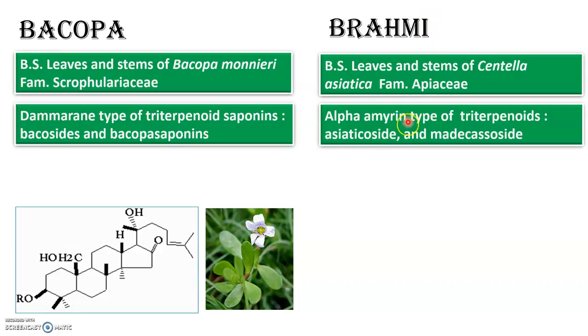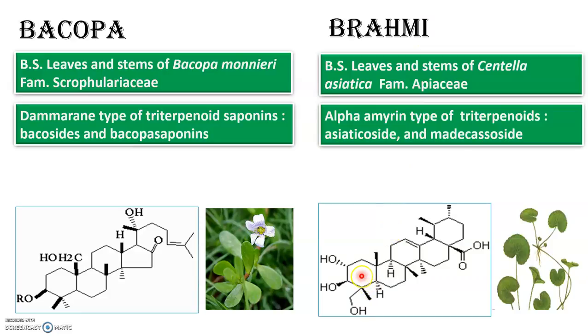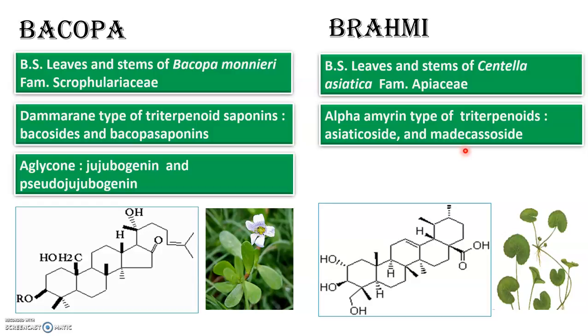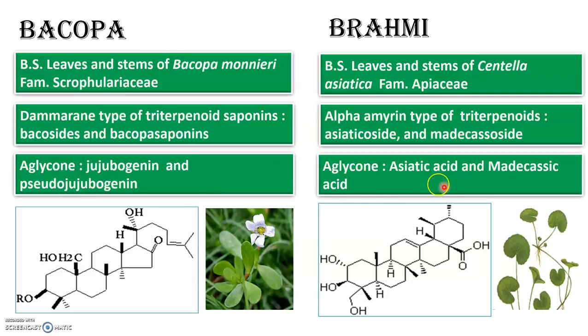Brahmi belongs to the alpha-amyrin class, that is the pentacyclic saponins with the methyl group at the 19th and the 20th position. The main ones being asiaticoside and medicassoside. These being glycosides, they are dissociated into aglycone and sugar. Bacopa has the aglycones jujubogenin and pseudojujubogenin, whereas Brahmi has the aglycones asiatic acid and medicassic acid.